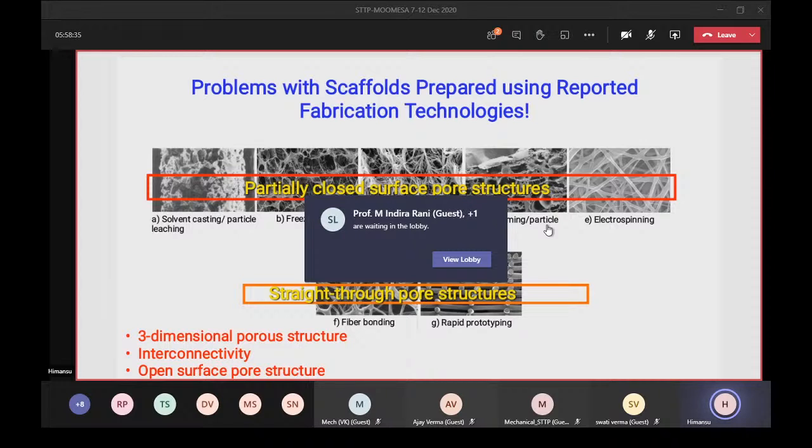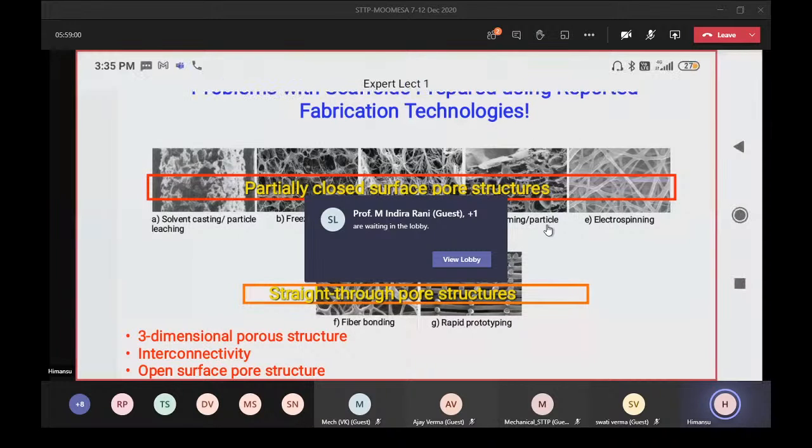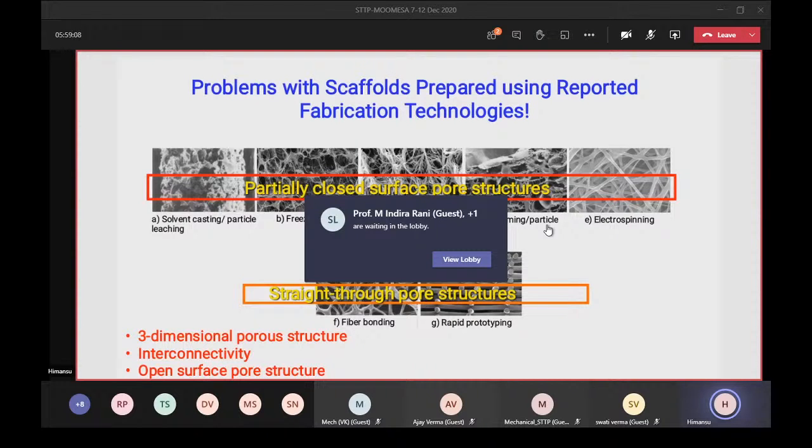If you see the first four kinds of structure, they have a partially closed pore structure, right? So what does partially closed mean? If, for example, we have four homes interconnected with each other, that means if I enter one home, I should be able to move to the fourth home, the fourth room, right? But if that is not so, then I say it's a partially closed pore structure. It's not a completely closed pore structure. Another is the straight through pore structure.